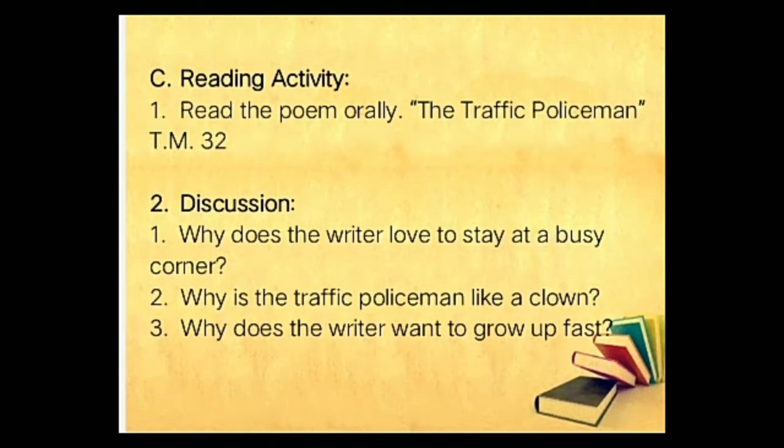Letter C in procedure. Reading activity. Number 1. Read the poem orally, The Traffic Policeman. Text material 32. Number 2. Discussion. Question number 1. Why does the writer love to stay at a busy corner? Number 2. Why is the traffic policeman like a clown? Number 3. Why does the writer want to grow up fast?